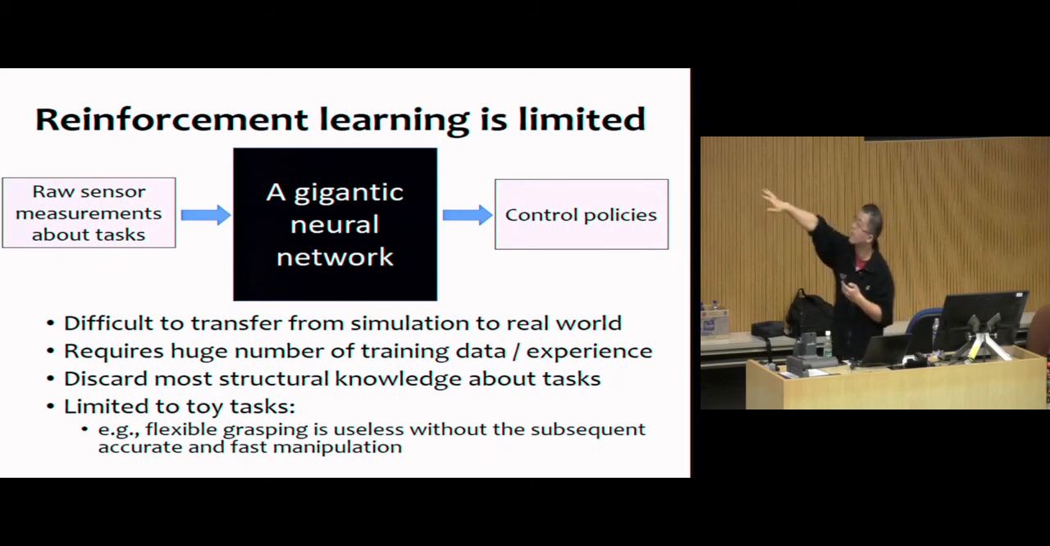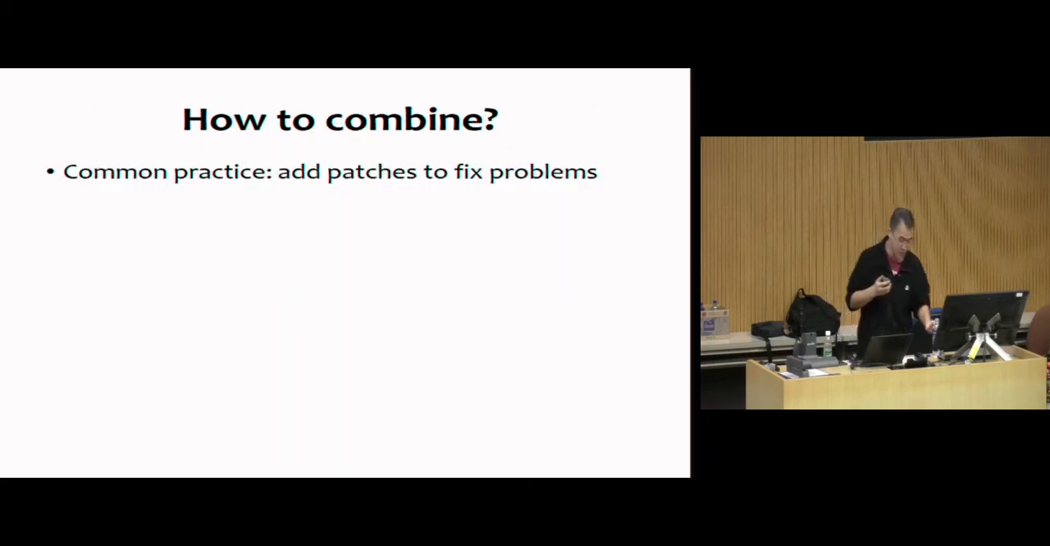Okay, so here I list one of the examples. For example, you can do grasping. However, if your grasping does not have very high accuracy, it is almost useless, because only the following manipulation is useful. Okay, so then you indeed require very high accuracy for grasping. So these are some limitations of RL. Okay, so then let's see, how can we combine both control and learning?